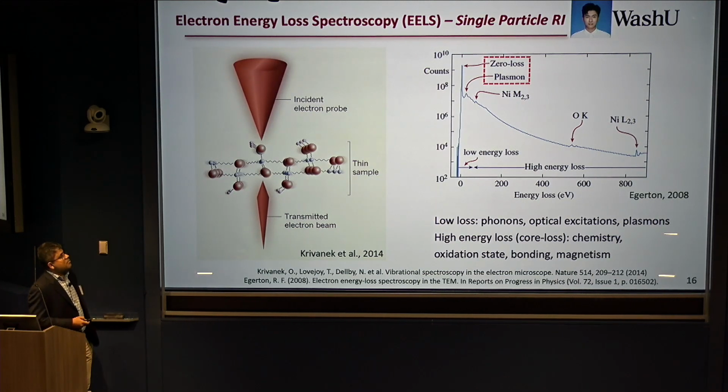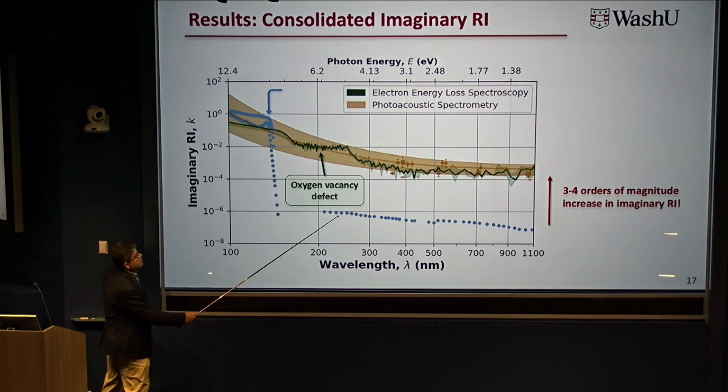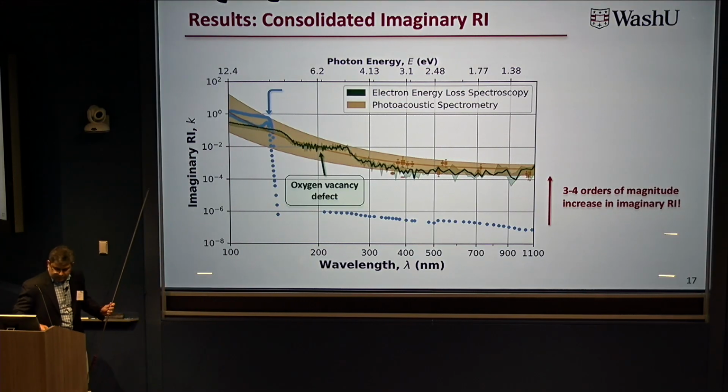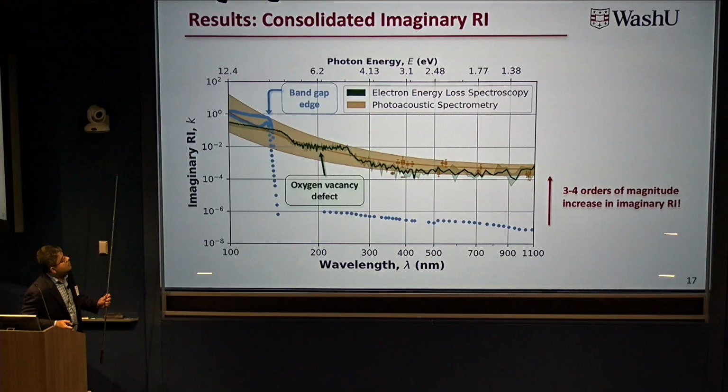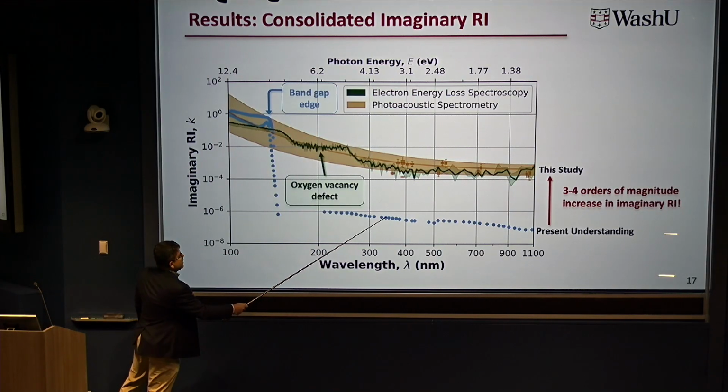So we sent the samples there, they analyzed them, and this is the consolidated imaginary index that we find. The thing to note here is that this blue line is the present understanding.